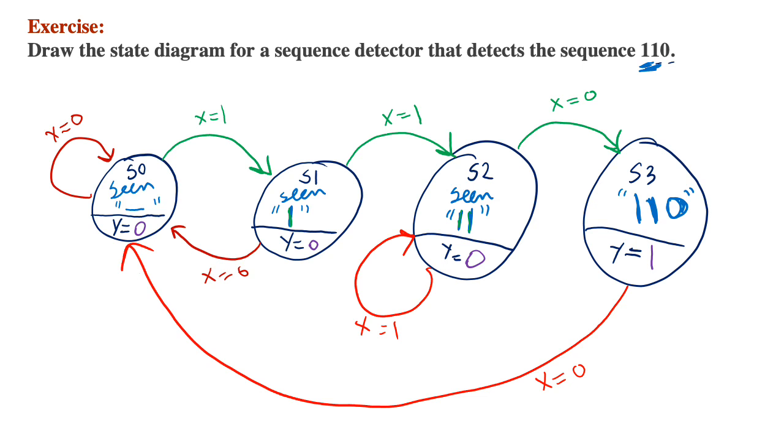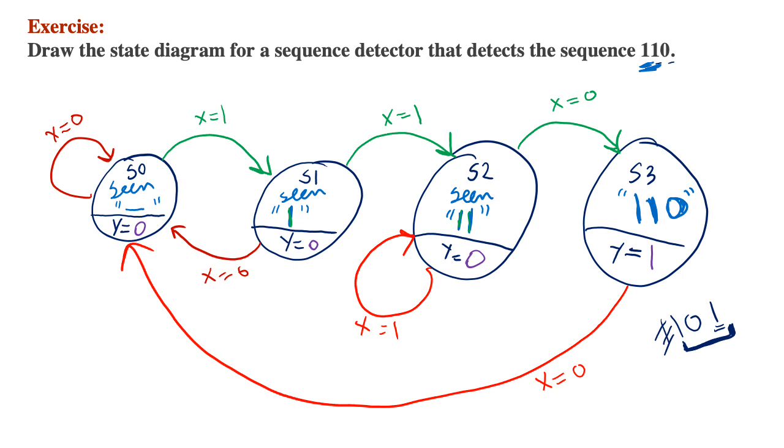Now I need to take care of the last possible combination or possible input. If I am in state 3, which has seen 1 1 0, and I receive a 1 at the input, I will cross out the oldest bit, because the length of my sequence is actually 3 bits. So I will only examine the most recent 3 bits.